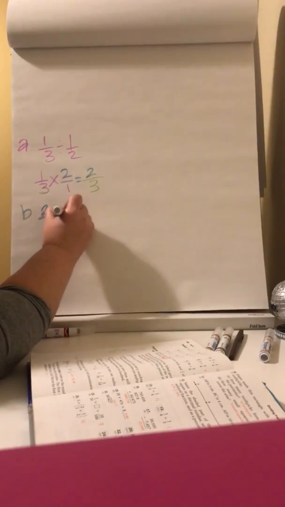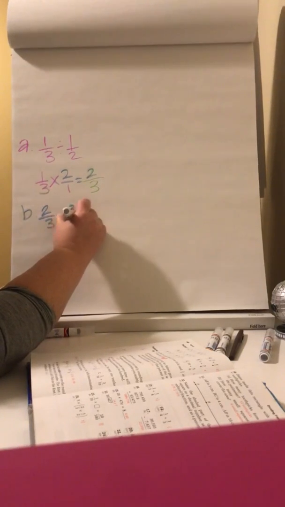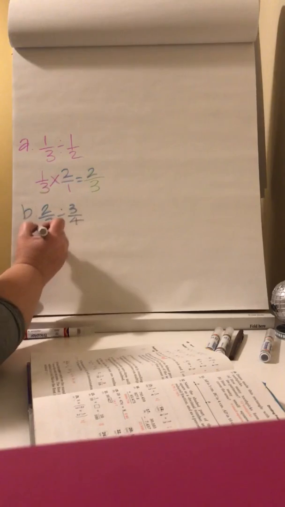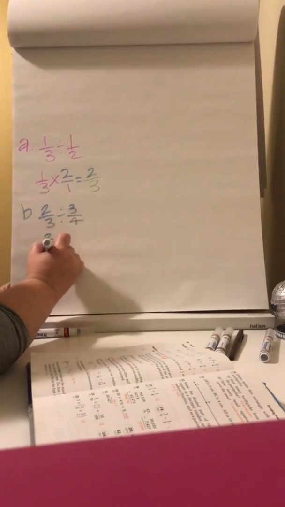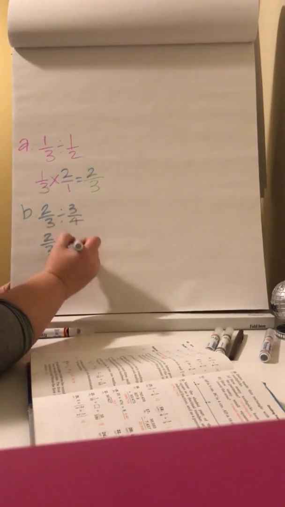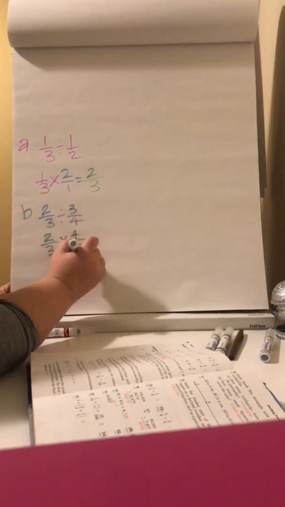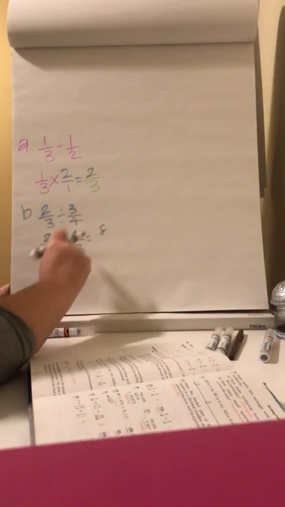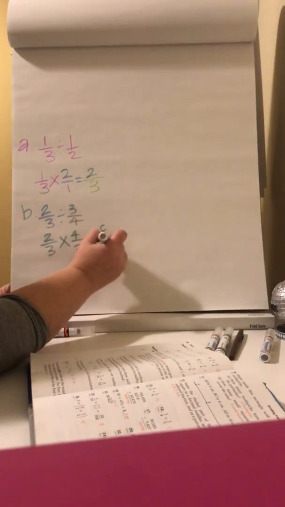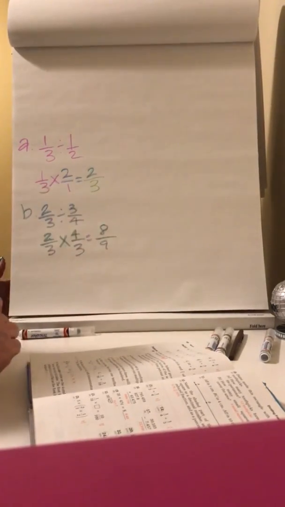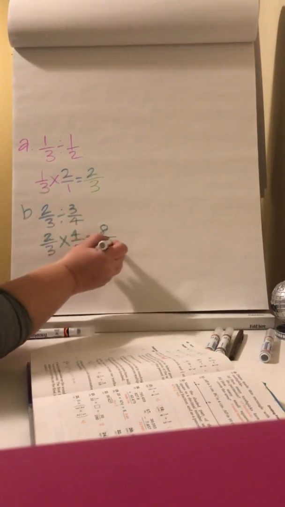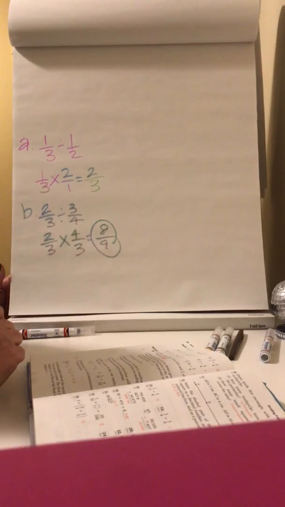Let's look at B. 2/3 divided by 3/4. Okay. Tell me what to do. Keep it, change it, flip it. Now do regular multiplication. 2 times 4 equals 8. 3 times 3 is 9. We got the answer of 8/9. Is it improper? No. Can it be reduced or simplified? Nope. 8/9 is our answer.